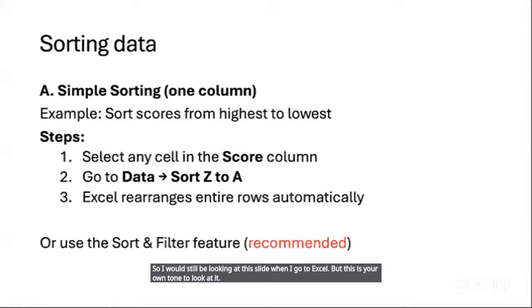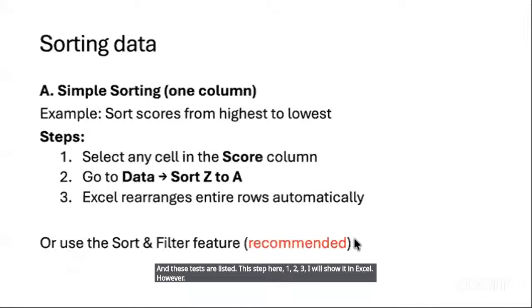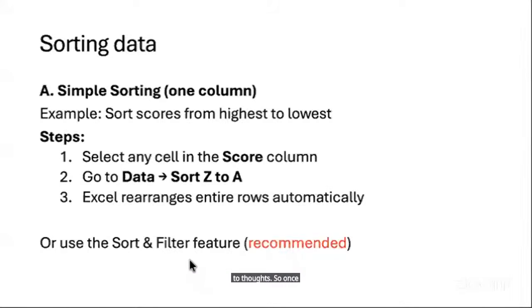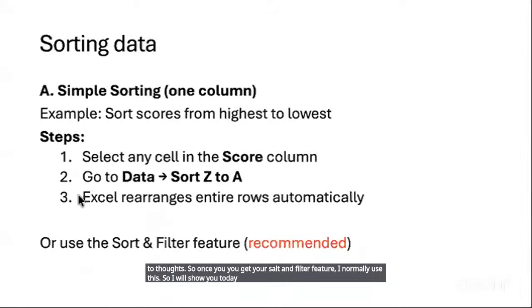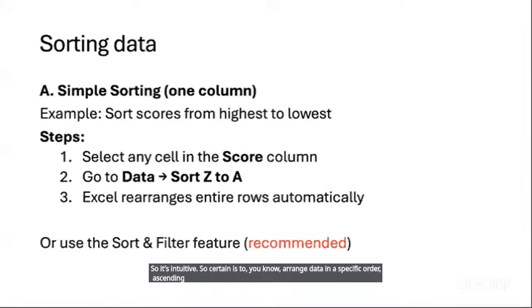For example, you can sort the students' scores from highest to lowest or from lowest to highest. And the steps I've listed, 1, 2, 3, I will show in Excel. However, I normally use the second one, that's why I wrote recommended to sort. Once you get your sort and filter feature, I normally use this. So I will show you today this 1, 2, 3 step and also this. You now choose for yourself which one you would prefer. It's intuitive. Sorting is to arrange data in a specific order: ascending order, descending order, alphabetical, etc.